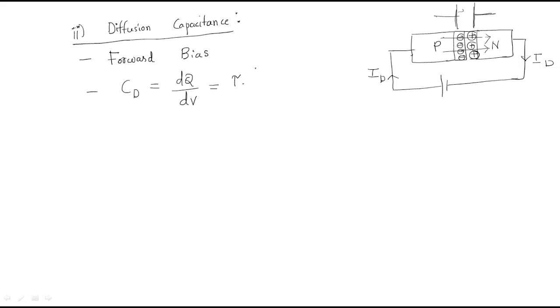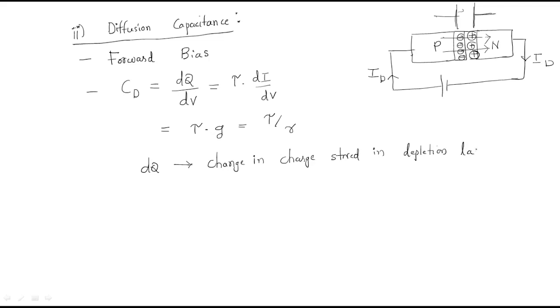We have another formula, tau into di by dv, and another formula, tau into g, and another formula, tau by r. These are all the formulas regarding the diffusion capacitance. We will discuss each of them here. Here dq represents the change in charge stored in the depletion layer. Generally by forward bias, the charge changes, and dq over dv.